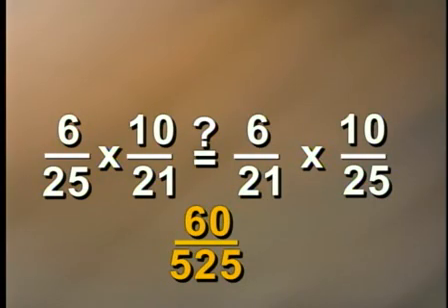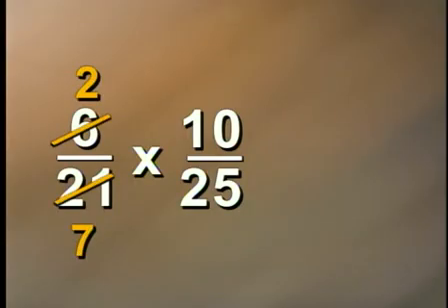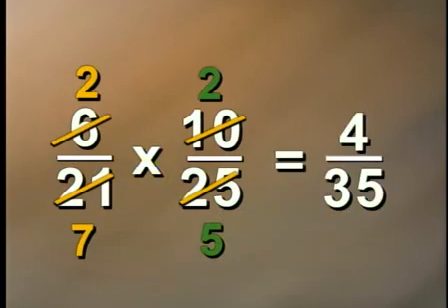But notice what we can do. We can reduce 6/21 by dividing top and bottom by 3 and getting 2/7. We can reduce 10/25 by dividing top and bottom by 5 and getting 2/5. Now when we multiply, we get 4/35. By reducing our fractions first, we have avoided reducing after we've multiplied. We're no longer dealing with those very, very large numbers.